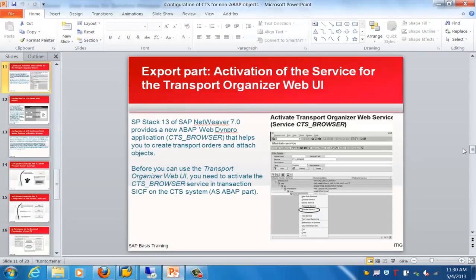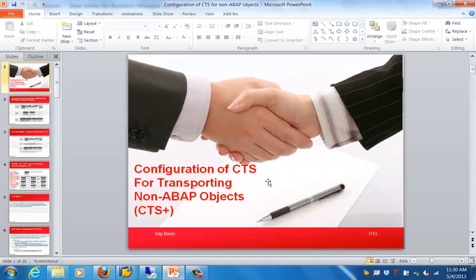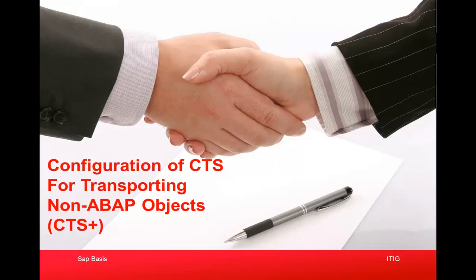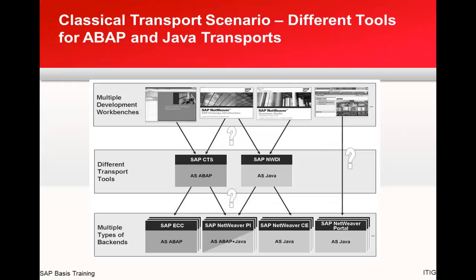Okay, CTS Plus, basically what CTS Plus is, it's the configuration of CTS. CTS is basically the change and transport system for transporting non-ABAP objects, like the objects from your portal systems, objects from your Java based systems, like your PI objects. Okay, then here you can see this is a classic transport scenario with different tools for ABAP and Java transport. So you have multiple development workbenches here.